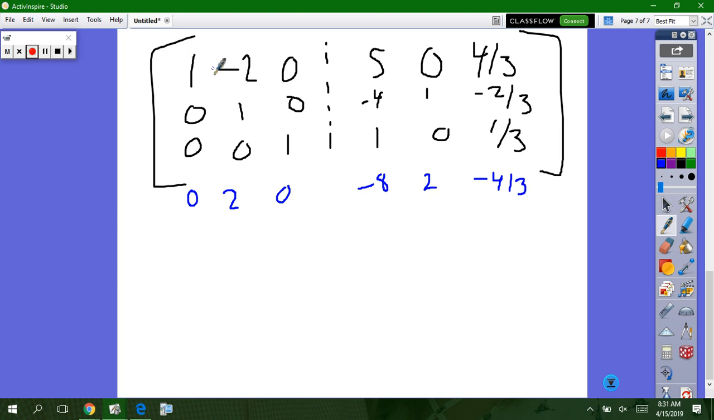Okay, here we go. So 1 plus 0 is 1. Negative 2 plus 2 is 0. 0 plus 0 is 0. 5 minus 8 is negative 3. 0 plus 2 is 2. 4/3 minus 4/3 is 0. Then I have just my other 2 rows.